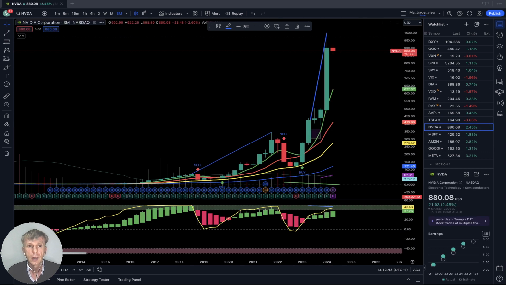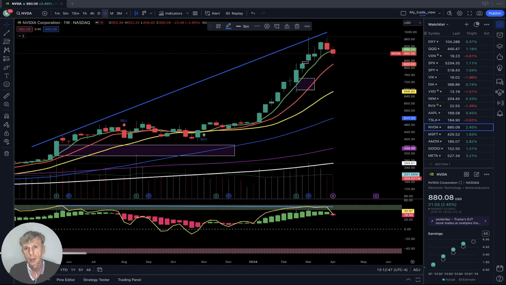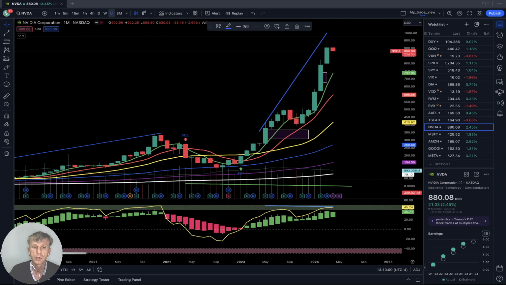Nvidia, let's start NVIDIA weekly. Last bar just moved below SMA 5. Negative signal, bearish signal, still in the bullish territory. On large time frame, NVIDIA still bullish.